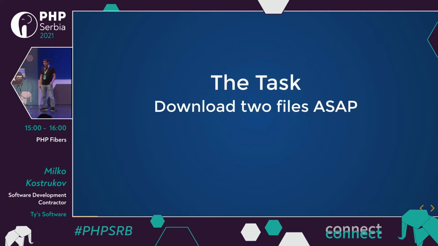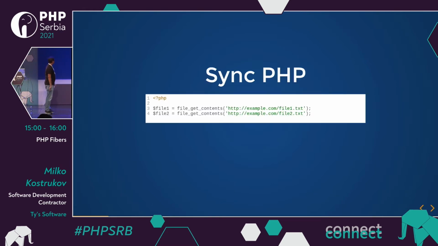So yeah, that's me. I'm Milko, not important. We're going to start with a task: download two files as fast as possible. Is this readable? I think it's readable. Okay, cool. The normal way to do it, the fastest and easiest thing, is just file1 = file_get_contents example.com/file1.txt, file2 = file_get_contents example.com/file2.txt, and we have the files. That's great. The problem is, it's pretty slow.